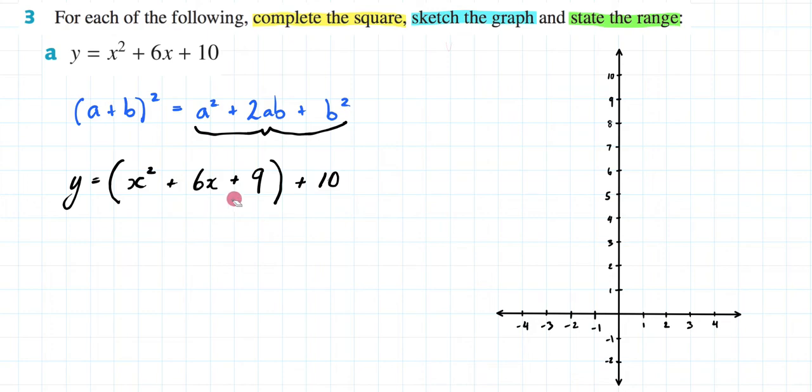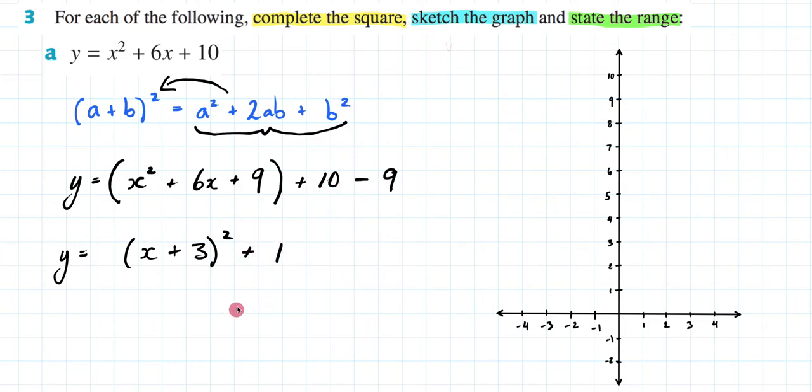But I haven't finished yet. I've created my perfect square, but I can't just go around plussing in numbers into things. If I'm going to plus 9, I'm going to have to minus 9 to balance it out. So now when I come down to my next step, I can factorize this quite easily into (x plus 3) squared. And that's because we know if we have this, we can turn it into this. Then I'm going to go plus 10 minus 9, which is the same as plus 1.